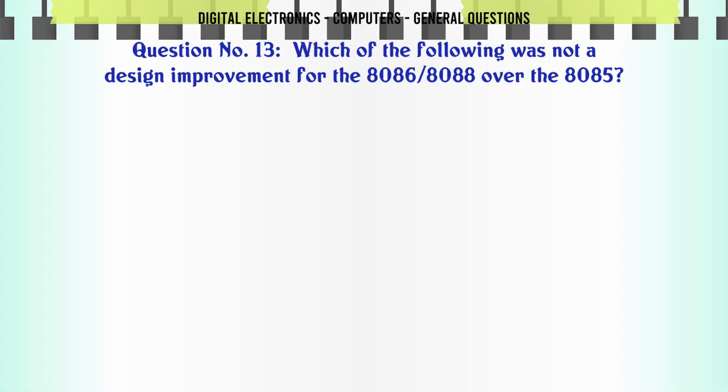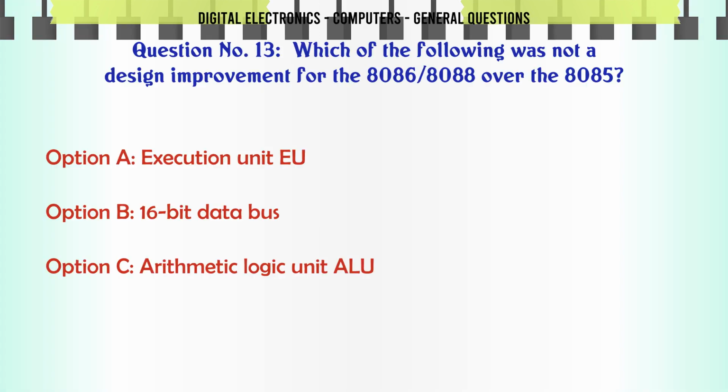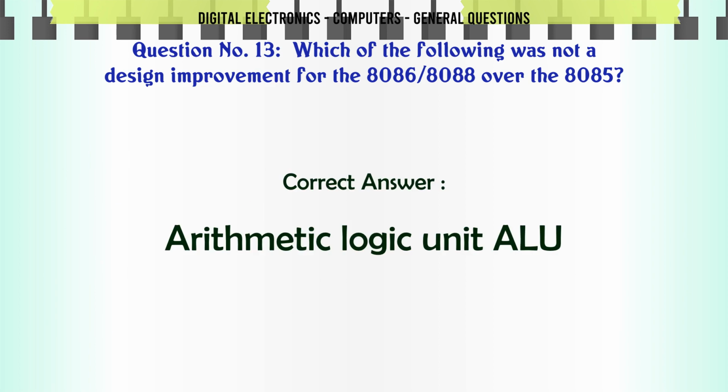Which of the following was not a design improvement for the 8086, 8088 over the 8085? A. Execution unit, EU. B. 16-bit data bus. C. Arithmetic logic unit, ALU. D. Bus interface unit, BIU. The correct answer is arithmetic logic unit, ALU.